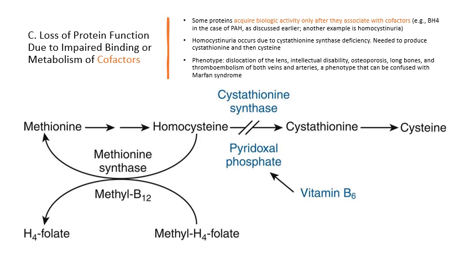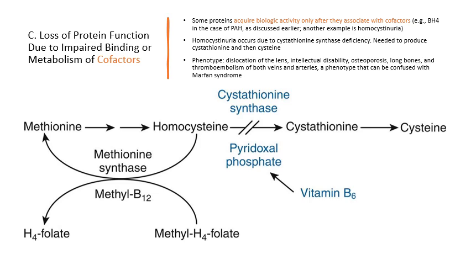Some proteins acquire biological activity only after they associate with cofactors, like BH4 that we discussed in the case of PAH. Another example is homocystinuria. Homocystinuria occurs due to cystathionine synthase deficiency. Cystathionine synthase is needed to produce cystathionine and then cysteine. The clinical features of cystathionine synthase deficiency, or homocystinuria, are dislocation of the lenses, intellectual disability, osteoporosis, long bones, so the arms and legs are quite long, and thromboembolism of both veins and arteries.